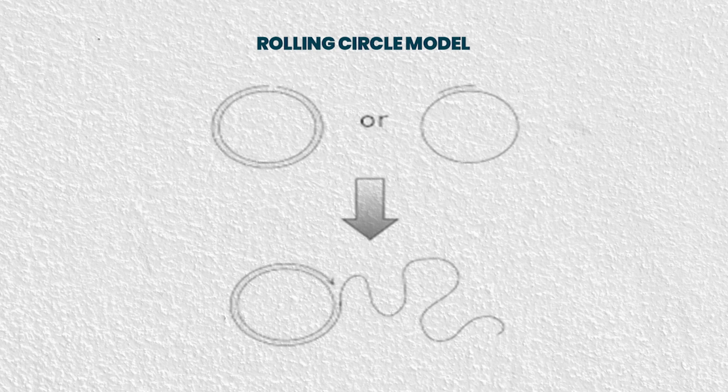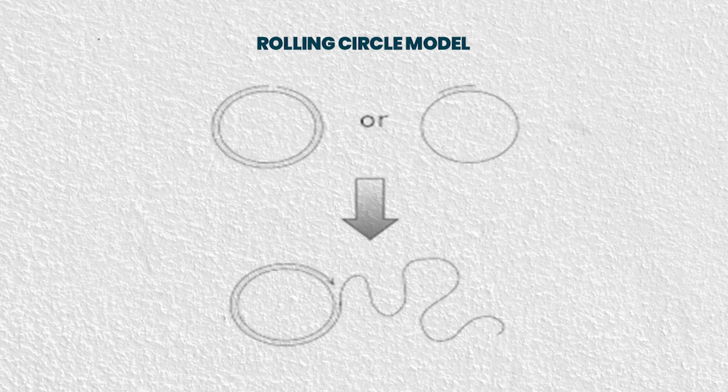Welcome everyone. Today I will be discussing the fascinating concept of the rolling circle model in genetics. This model is crucial for understanding various genetic processes, particularly those involving DNA replication and certain types of viral replication.